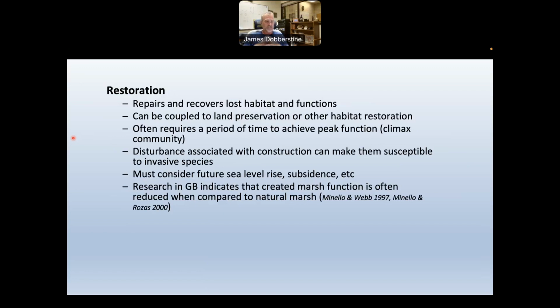I know a lot of projects I worked on for things I was doing for the Corps in some of my consulting work, we often wrote provisions in as part of our evaluations for civil works projects to be sure that whatever contractors the Corps was going to hire to do this work, that they were cognizant of the fact that construction equipment can often be a vector for invasive species. And you have to look at things like sea level rise and subsidence.